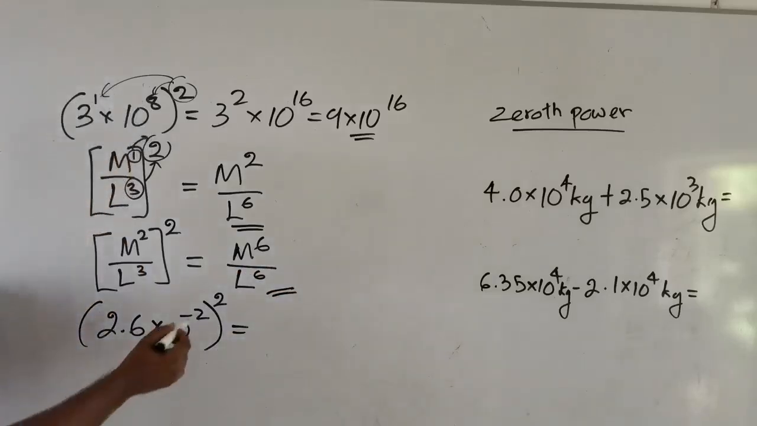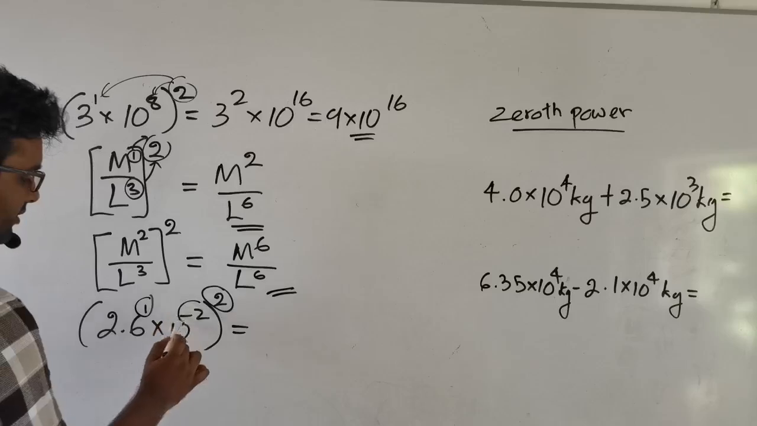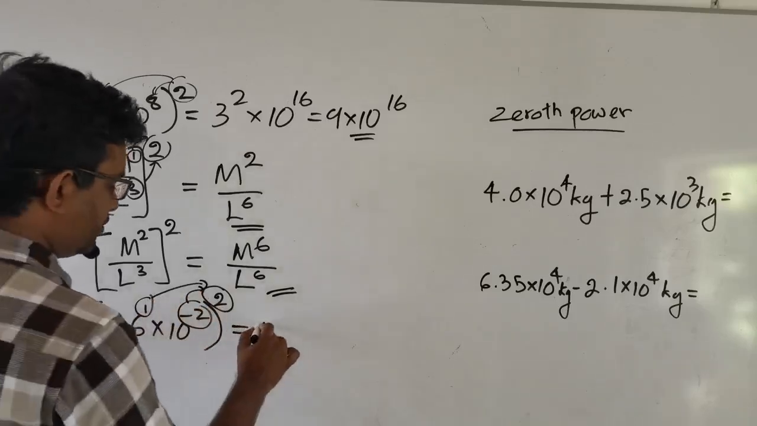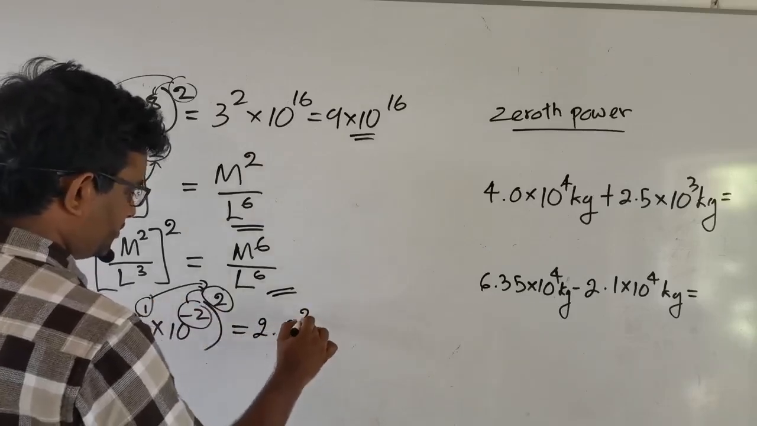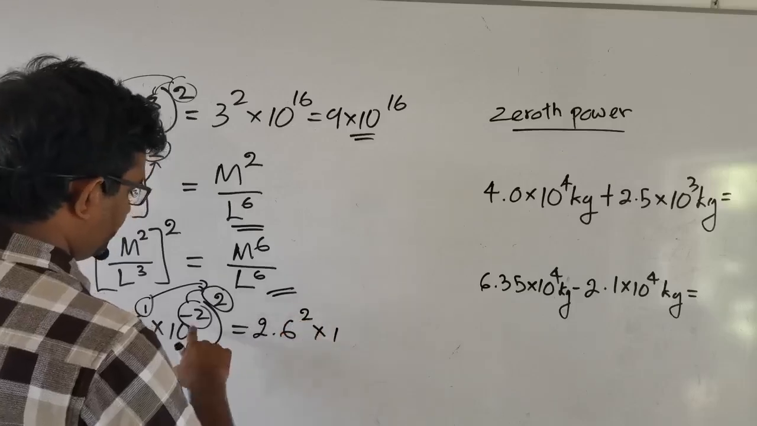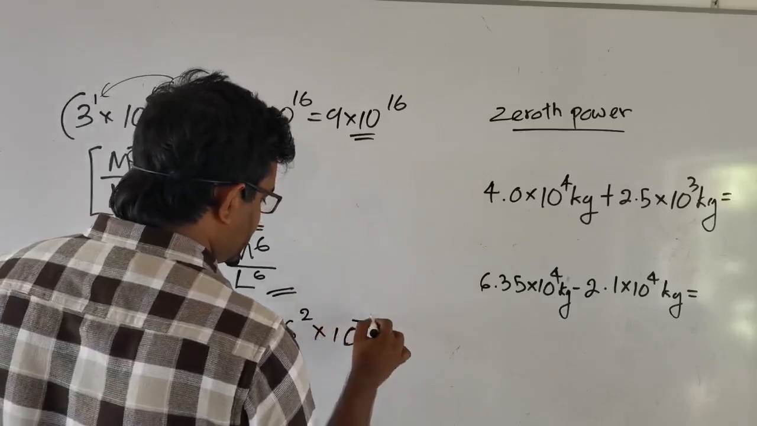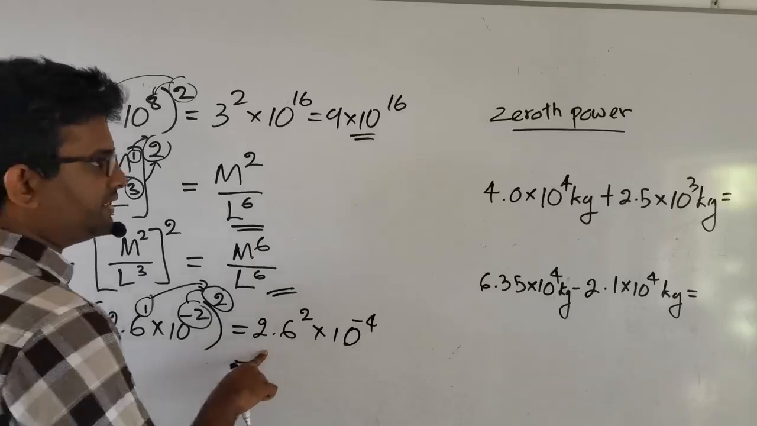right? And this one, here we have a decimal number, so we have power 1 for that, right? Then we need to multiply both of them with that outside power. Then 2.6 to the power 2 multiplied by minus 2 multiplied by 2, that means 10 to the power minus 4, right?